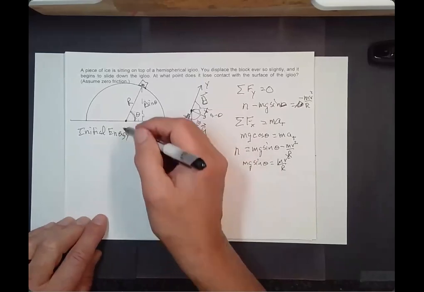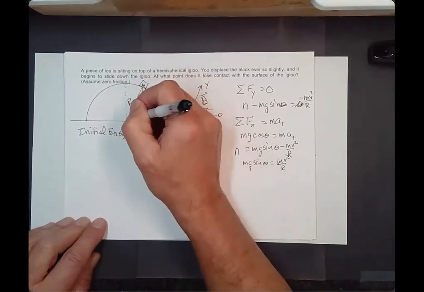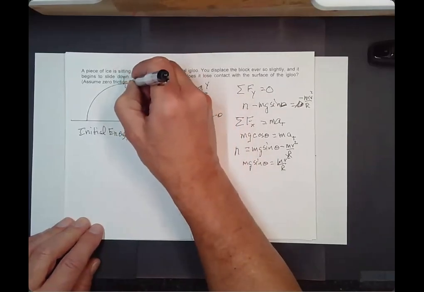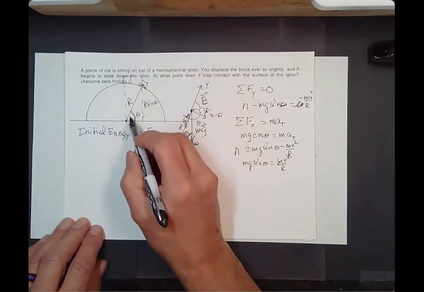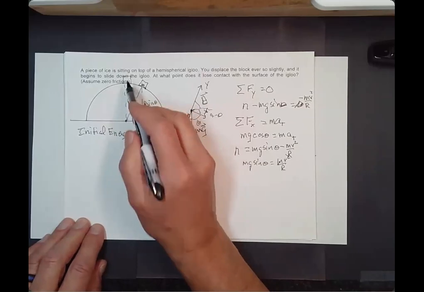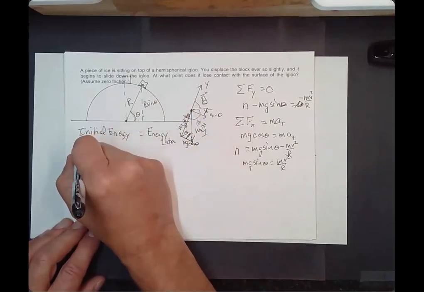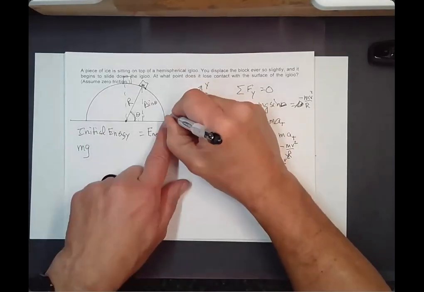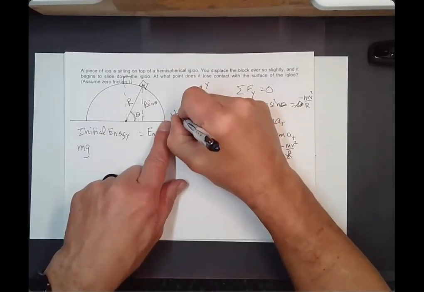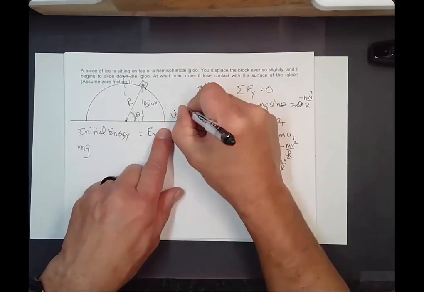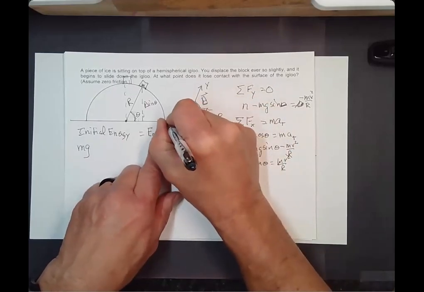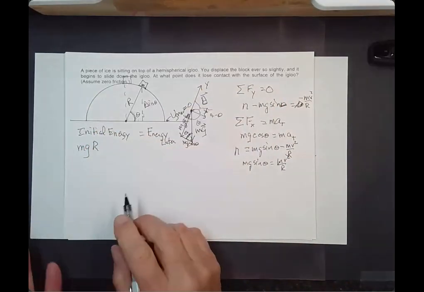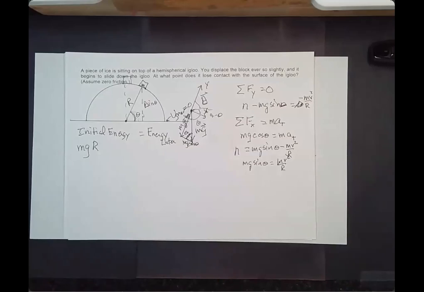So what will the initial energy be? Well, it's going to be gravitational potential energy that this block of ice would have at the very top. That's all there is. And if we let U grav be 0 down here at the ground level, then capital mgR will be the initial energy that we have.